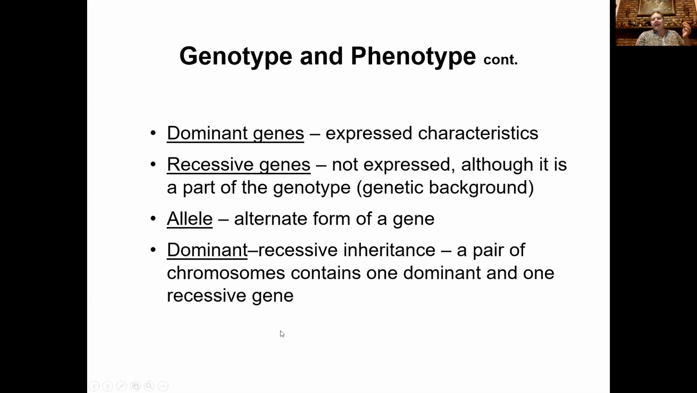There's another type of relationship between genes, because remember, we have paired genes. So I have a dominant gene and a recessive gene. The dominant gene is going to be expressed in the phenotype, what you see. This relationship is called dominant recessive inheritance. That's a pair of chromosomes containing one dominant and one recessive gene. This is just talking about the relationship between dominant and recessive genes. We'll explain all this pretty soon. And there are other relationships that we're going to talk about as well.